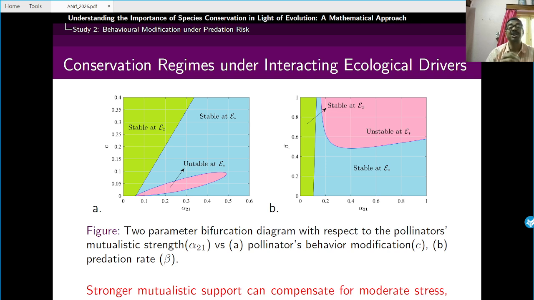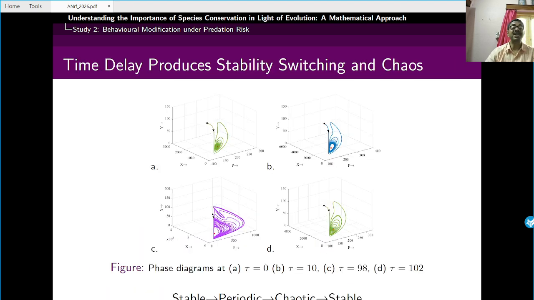And these are the conservation regimes under interacting ecological drivers. This is the two-parameter bifurcation with respect to pollinator mutualistic strength and pollinator behavioral modification. From this, we can say that stronger mutualistic support can compensate for moderate stress, but not for unlimited predation or behavioral avoidance. Conservation thresholds are therefore multidimensional. And the effect of delay produces stability switching and chaos in the system.